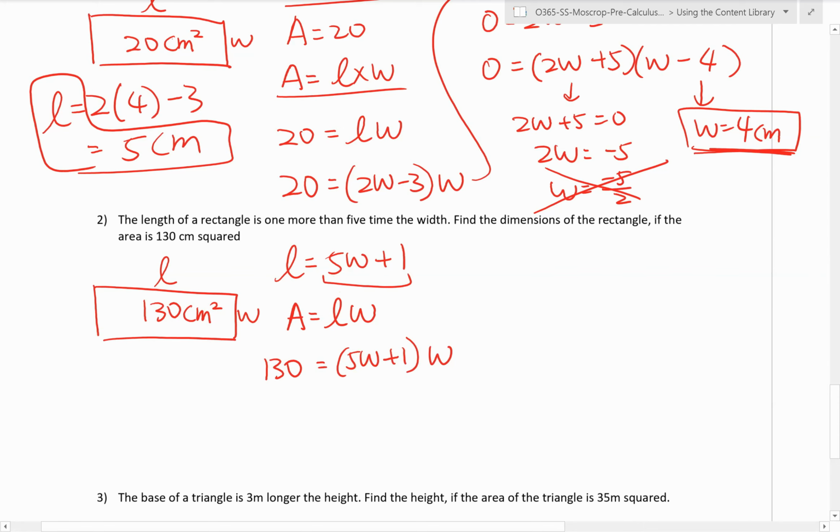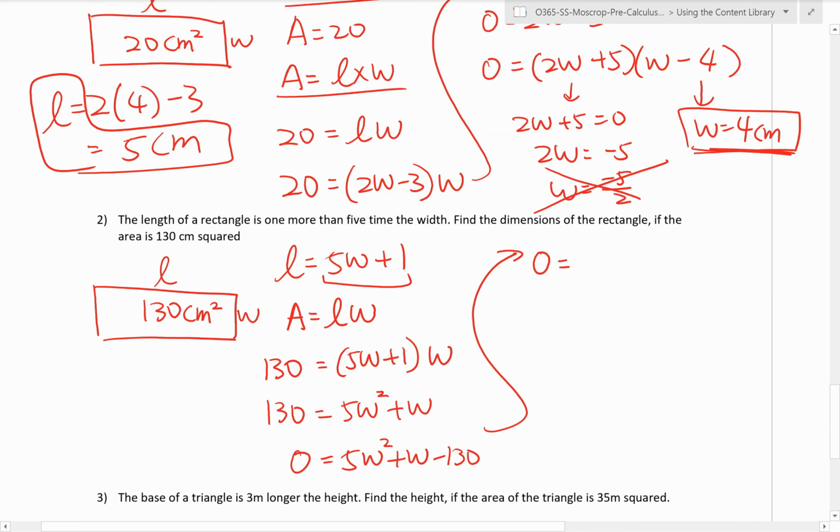Now once I have this, I can actually expand. So this is going to be 5w squared plus w. Now we have a quadratic equation. Therefore, we can make it equal to 0 by moving 130 to the right. And now we can factor this.